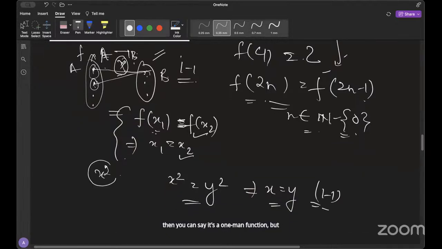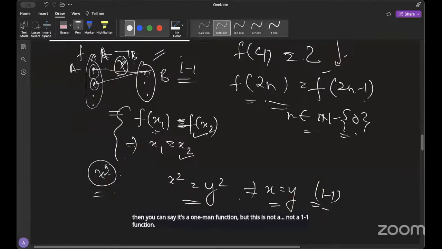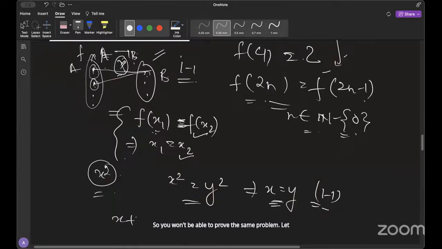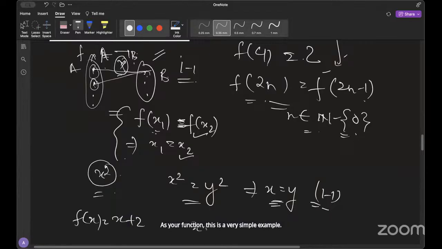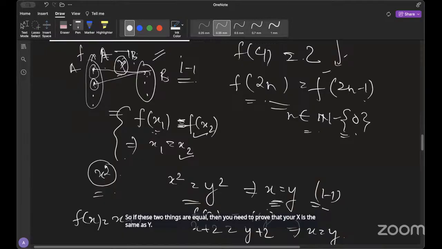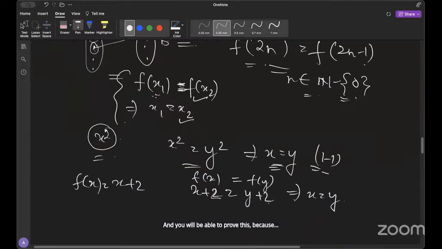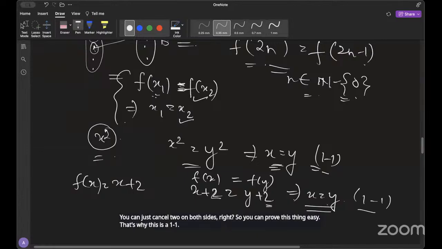But x square is not a one-one function, so you won't be able to prove this. Let's say you have x plus 2 as your function, a very simple example. If f of x and f of y are equal, you need to prove that x is the same as y, and you can prove this easily because you can just cancel 2 on both sides. That's why this is one-one. That's the definition of one-one functions.